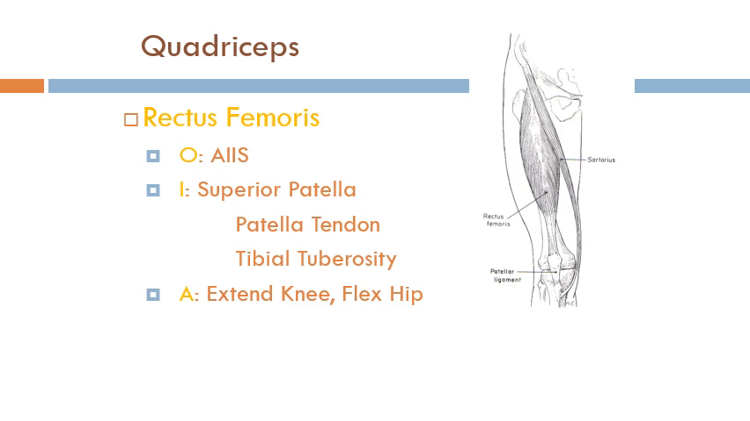You may also see and make note of this. There's also another head. The rectus femoris actually has two origin points. The other origin point you might see is the superior surface of the acetabulum. Sometimes some books will show that as being a second origin point for the rectus femoris.